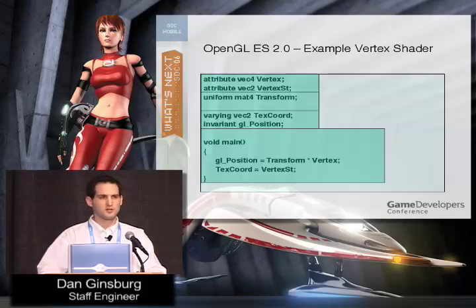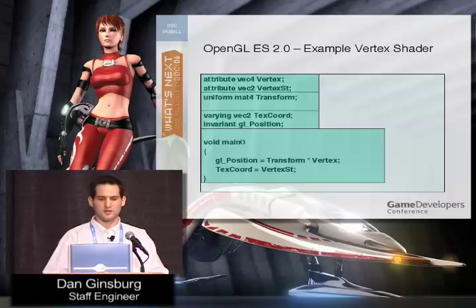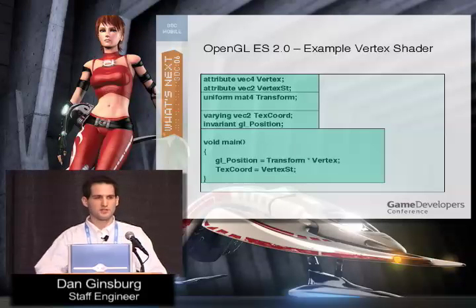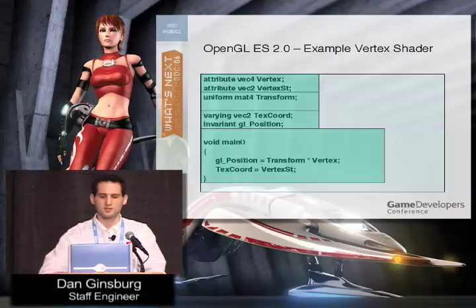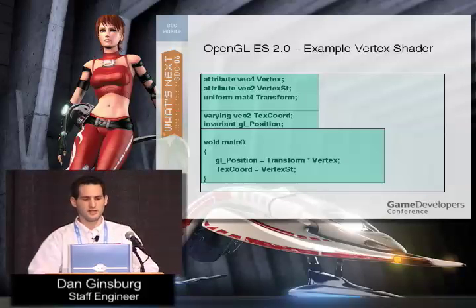There's a 2-component texture coordinate that will be passed to the Fragment shader, and GL_position, which is declared to be invariant, and I'm going to talk a little bit later in the talk about what that invariant keyword means. And then we see a very simple shader that basically just multiplies this transform matrix by the input vertex and passes the texture coordinate through to the Fragment shader.